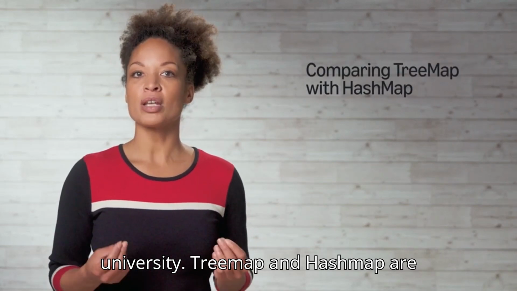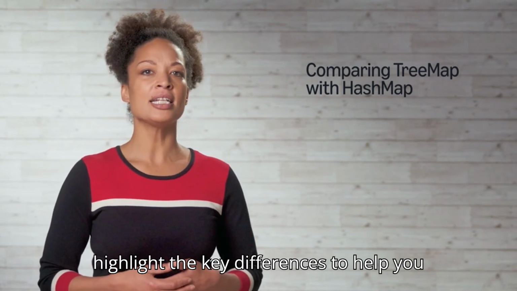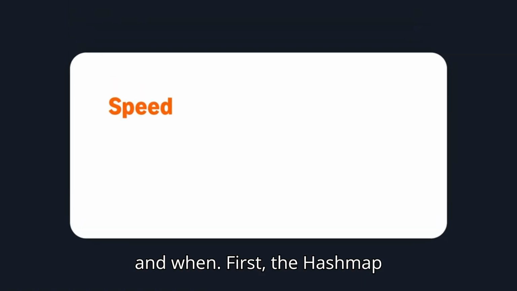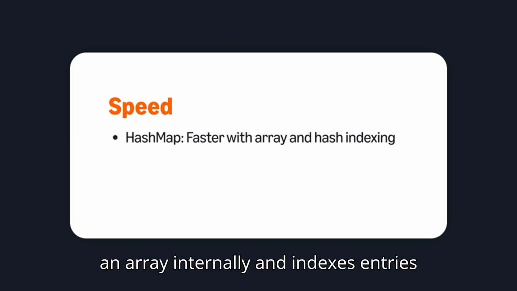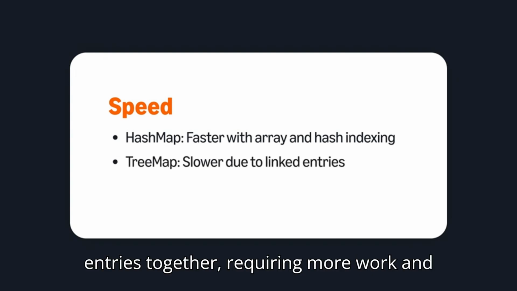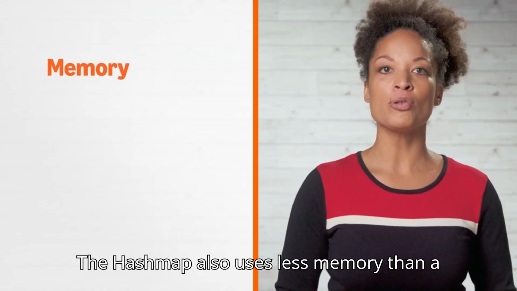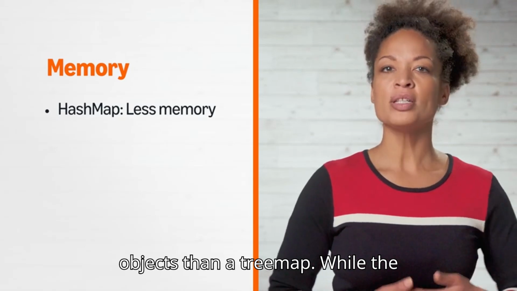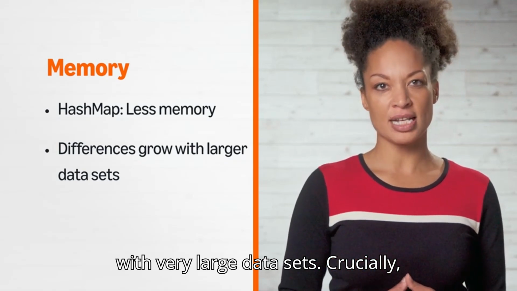Tree map and hash map are suited to different use cases, each offering unique advantages. Let's highlight the key differences to help you make informed decisions on which to use and when. First, the hash map is faster than a tree map because it uses an array internally and indexes entries according to the hash code of their keys. A tree map, on the other hand, links entries together, requiring more work and time to add, remove, and find entries. The hash map also uses less memory than a tree map because it maintains fewer objects than a tree map. While the differences are negligible with small datasets, they become more important with very large datasets.